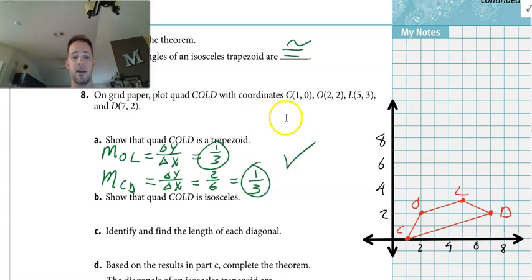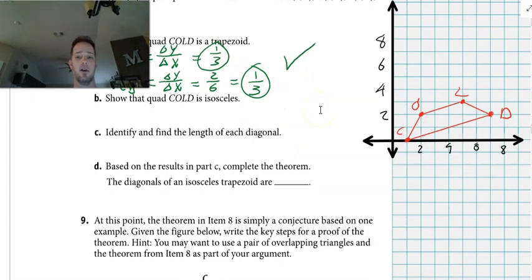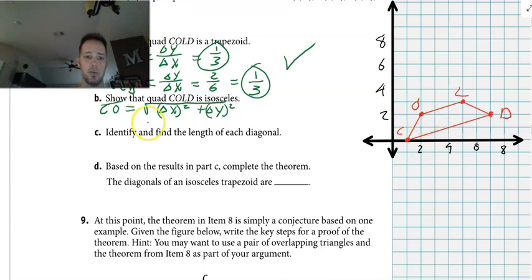All right, next part asks us to show that this is isosceles. So to do this one, we would need to find the length of the two legs and make sure that they're congruent. So the two legs then would be CO and LD. So CO equals, distance formula is change in x squared plus change in y squared. So here we get change in x is 1, change in y is 2.